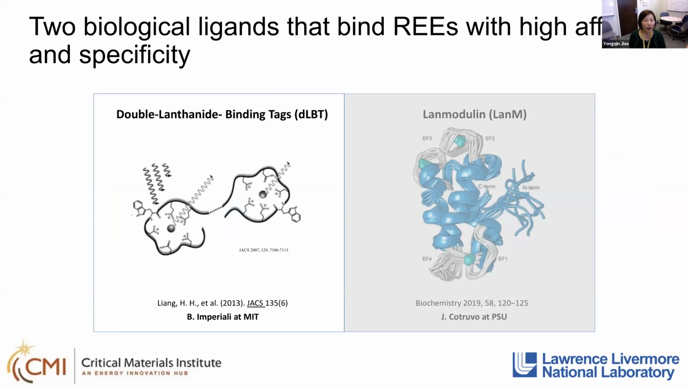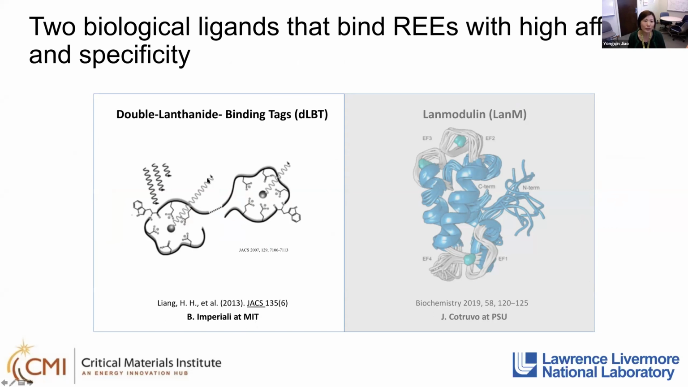So the biological ligands, or the secret sauce that we start with, are two biological ligands that have previously been found to bind rare earths with high affinity and specificity. On the left, I'm showing you the lanthanide binding tags that were discovered over a decade ago by Barber and Imperiali's group at MIT.